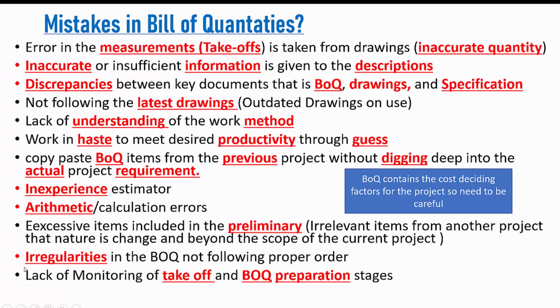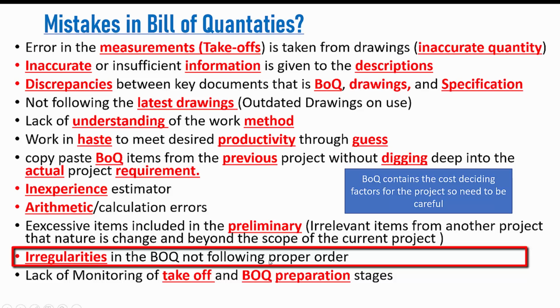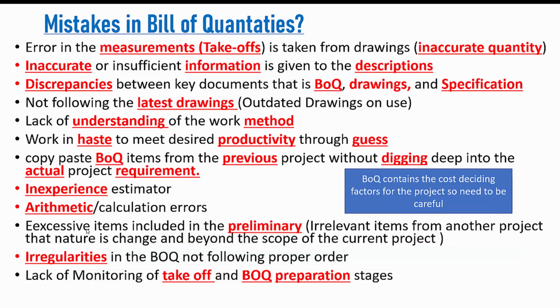After this, the next point is irregularities in the BOQ, not following proper order. Sometimes the BOQ is not made according to the standard methods of measurement, which means there is a chance of irregularities. We will discuss how to avoid these irregularities, but they cause a lot of confusion. So we need to group all the things according to the sequence, and this sequence should not be disordered.